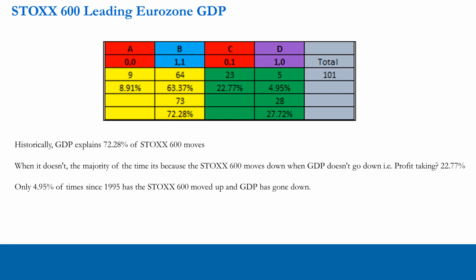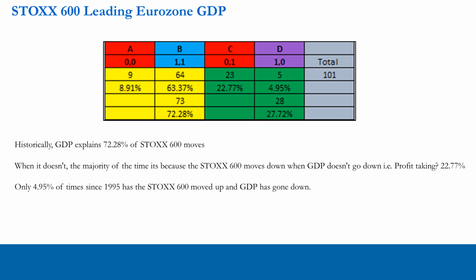So let's have a look at the actual outcome of the stats for the Stoxx 600 leading Eurozone GDP. So if you remember, we have our 4 cases. We have our 0, 0, our 1, 1, our 0, 1, and our 1, 0 outcomes for the direction of the index, which in this case is the Stoxx 600, and GDP growth, which is in this case Eurozone GDP growth.